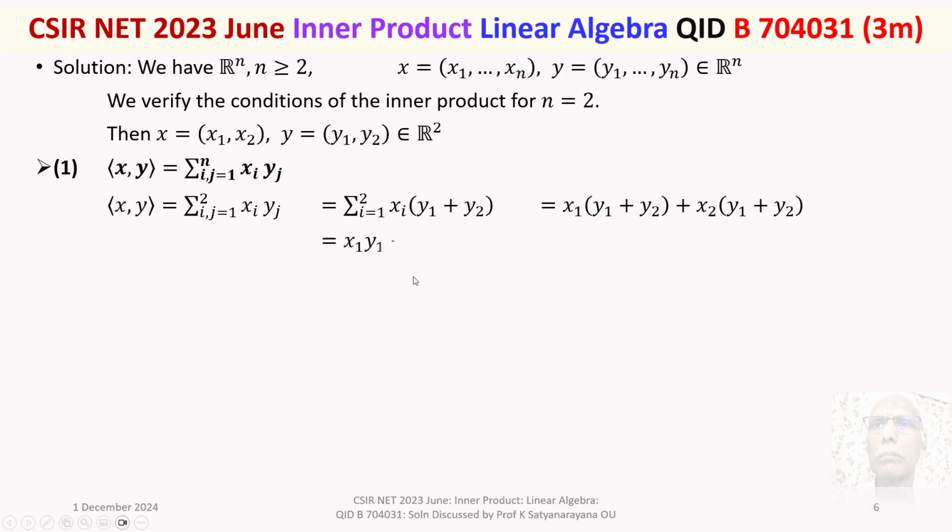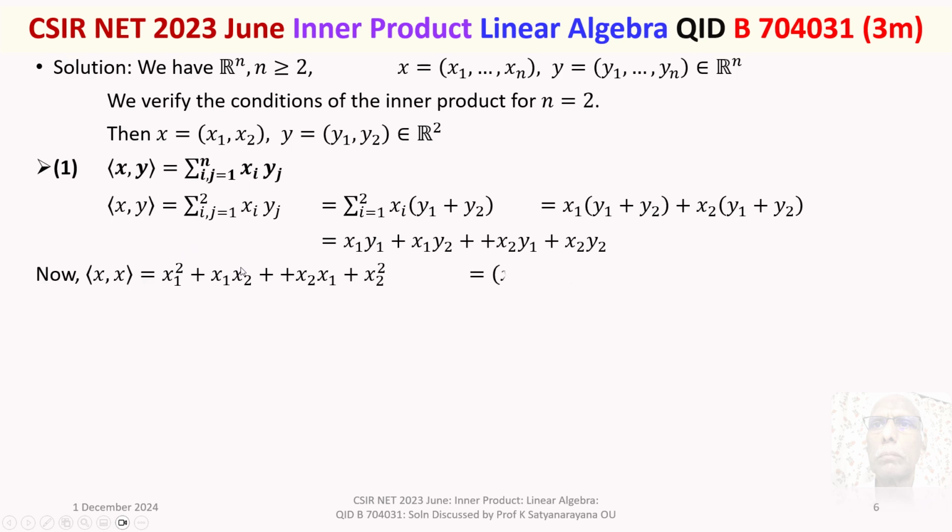So expanding, you will get x1 y1 plus x1 y2 plus x2 y1 plus x2 y2. Now is it an inner product? Does it satisfy all the 5 properties? First, normally we verify positivity and positive definiteness. If they are satisfied, then only we will verify the other conditions.